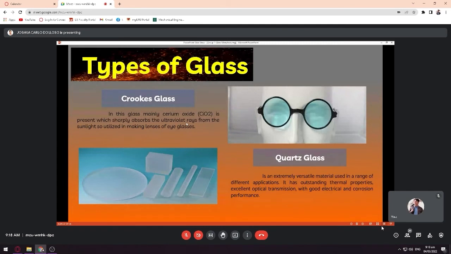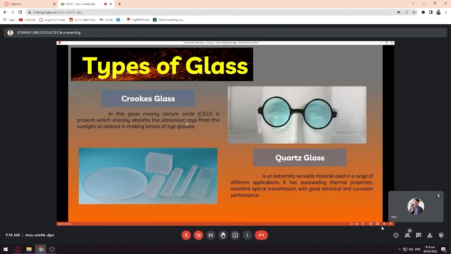The next is flux glass. In this glass, mainly cerium oxide is present, which sharply absorbs the ultraviolet rays from the sunlight, so it is utilized in making lenses of eyeglasses.